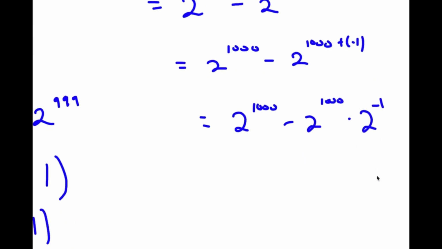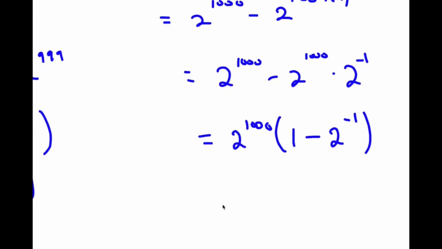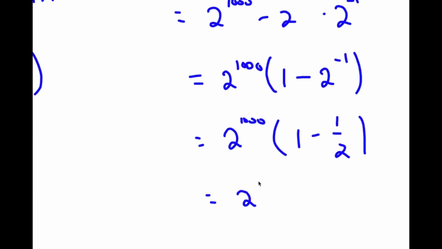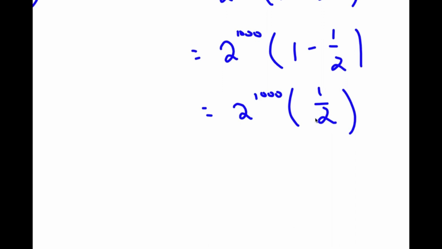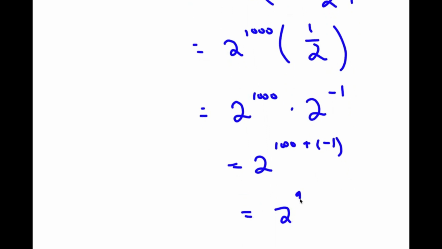which is equal to 2 to the power of 1000 minus 2 to the power of 1000 times 2 to the power of negative 1. Now if I factor out 2 to the power of 1000, I get 2 to the power of 1000 times 1 minus 2 to the power of negative 1. This is equal to 2 to the power of 1000 times 1 minus 1/2, which is equal to 1/2. So I have 2 to the power of 1000 times 1/2, which is the same thing as 2 to the power of negative 1. So now I have 2 to the power of 1000 times 2 to the power of negative 1, which is equal to 2 to the power of 1000 plus negative 1, which is equal to 2 to the power of 999.